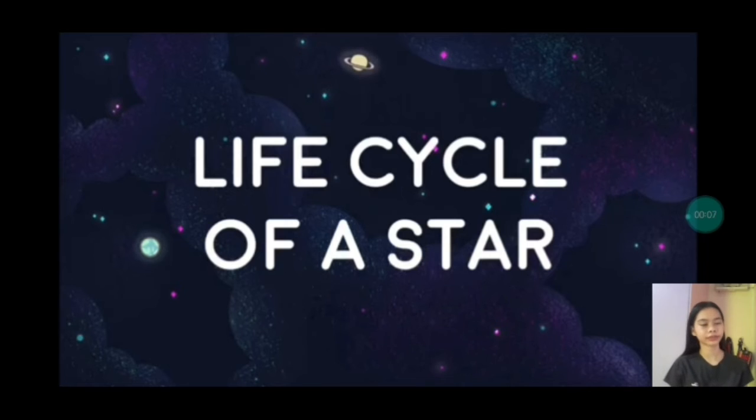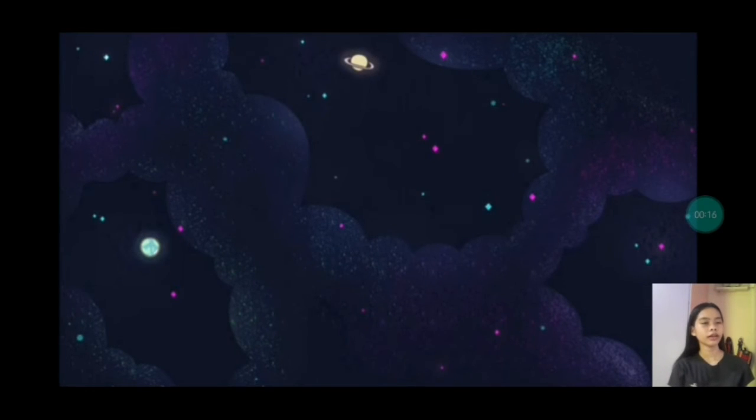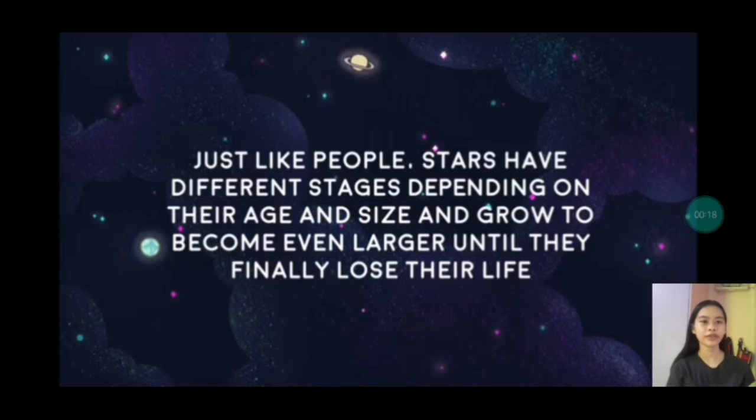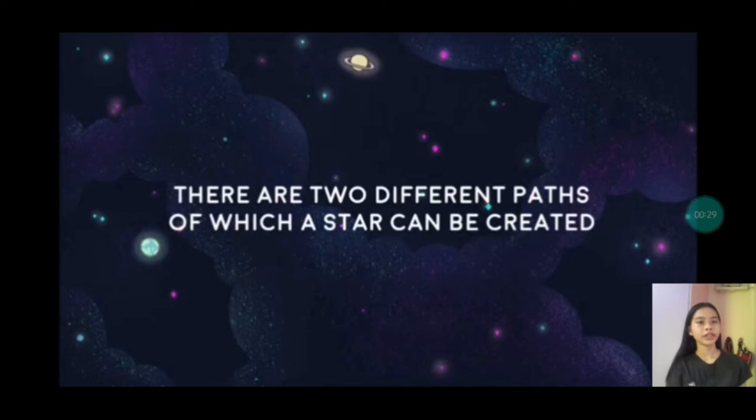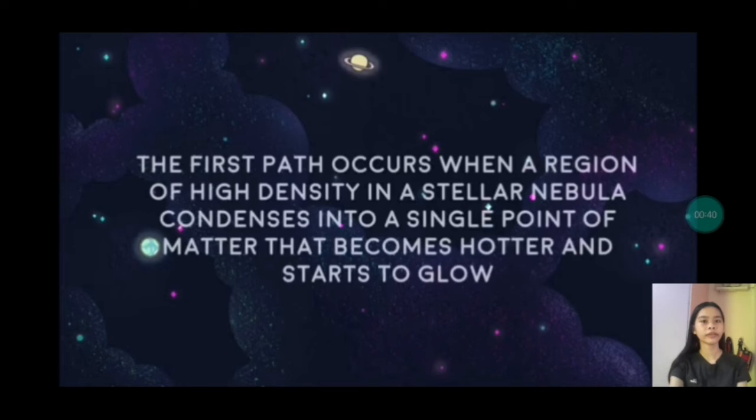Life cycle of a star. Just like people, stars have different stages depending on their age and size, and grow to become even larger until they finally lose their life. There are two different paths by which a star can be created. The first path occurs when a region of high density in a stellar nebula condenses into a single point of matter that becomes hotter and starts to glow.